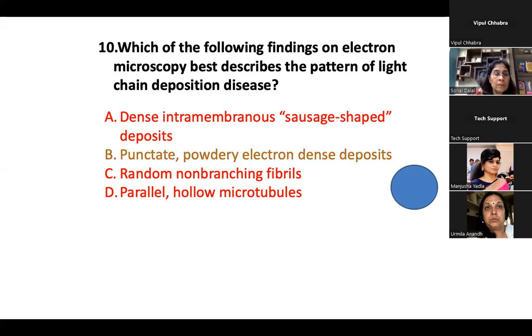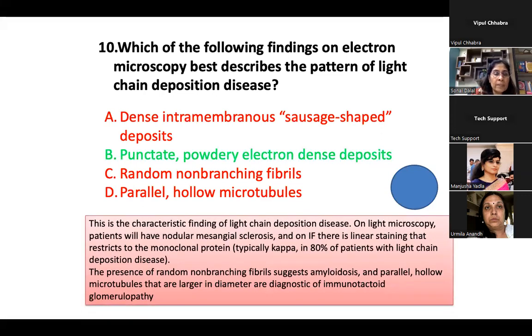Time up. The correct option is punctate powdery electron-dense deposit. This is the characteristic finding of light chain deposition disease. On light microscopy, patients will have a nodular mesangial sclerosis, and on IF, there is a linear staining with either kappa. The presence of random non-branching fibrils suggests amyloidosis, and parallel hollow microtubules that are larger in diameter are diagnostic of immunotactoid.